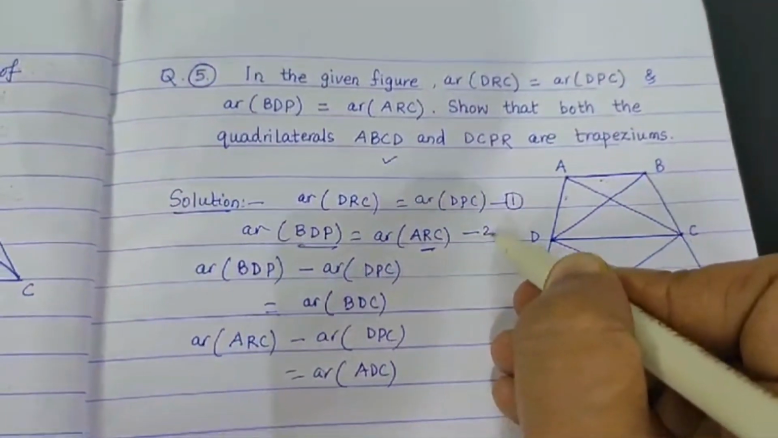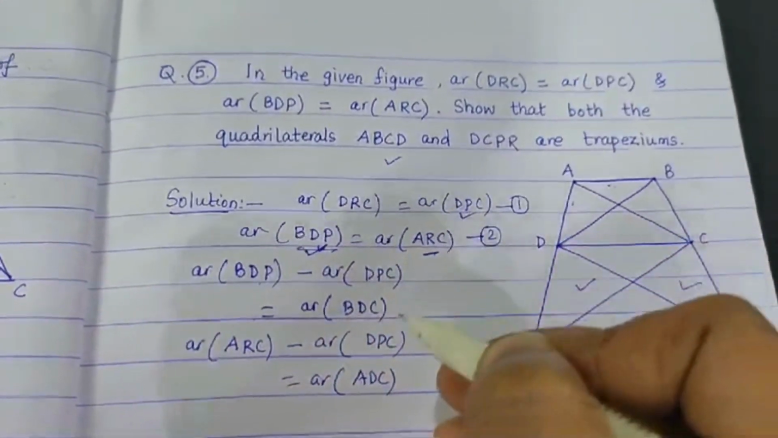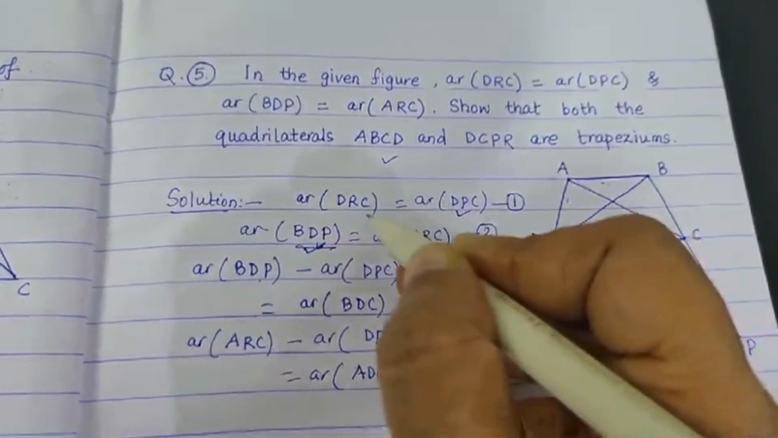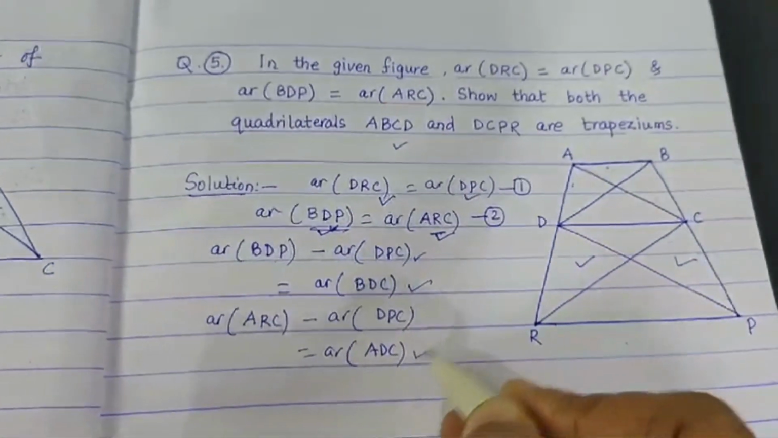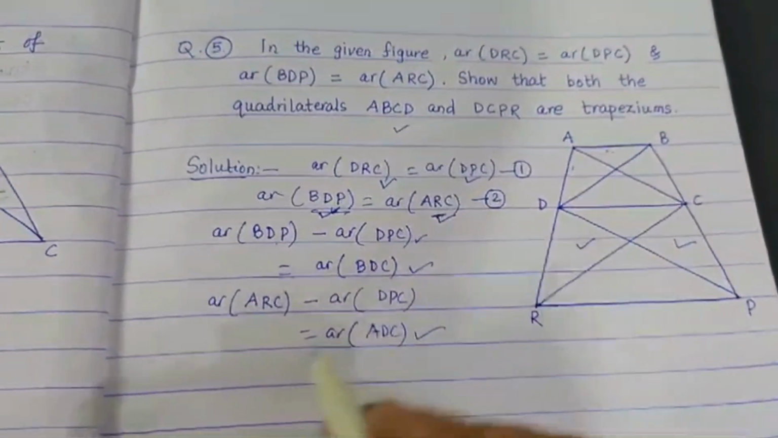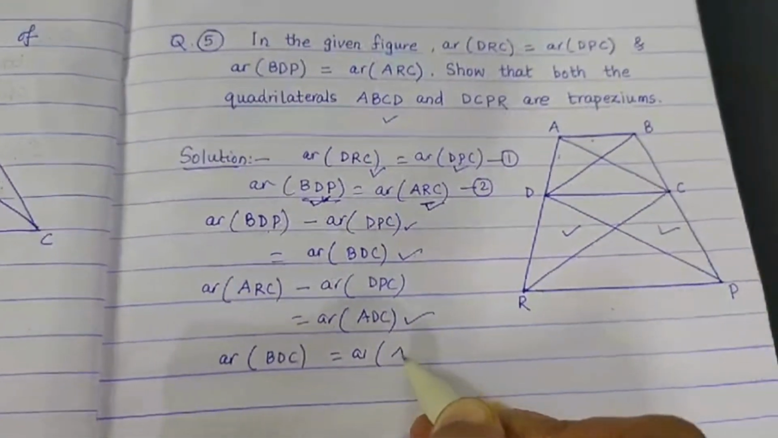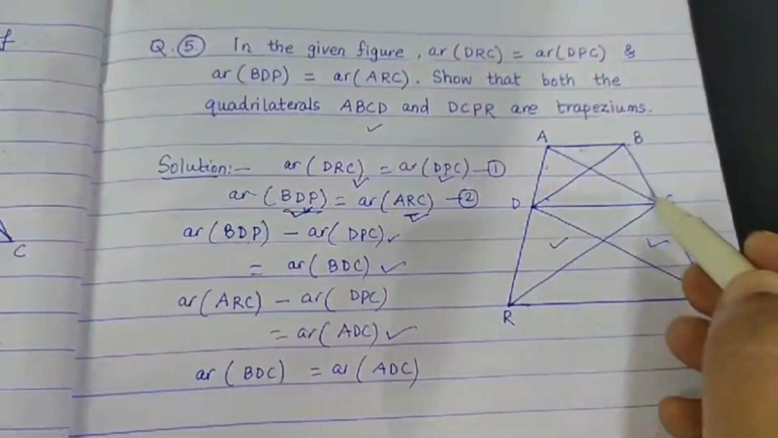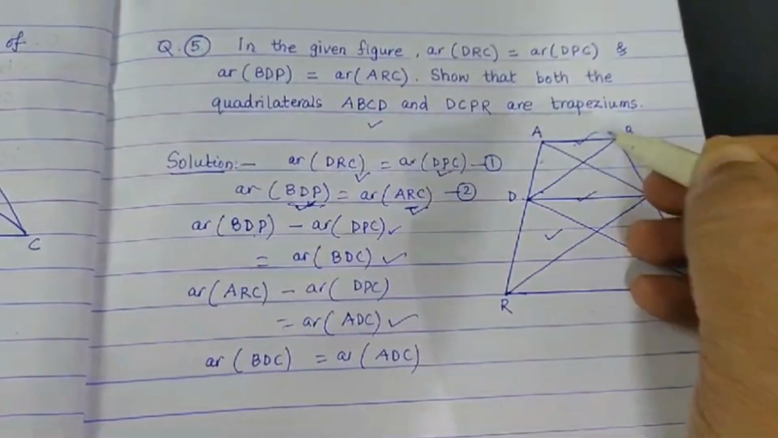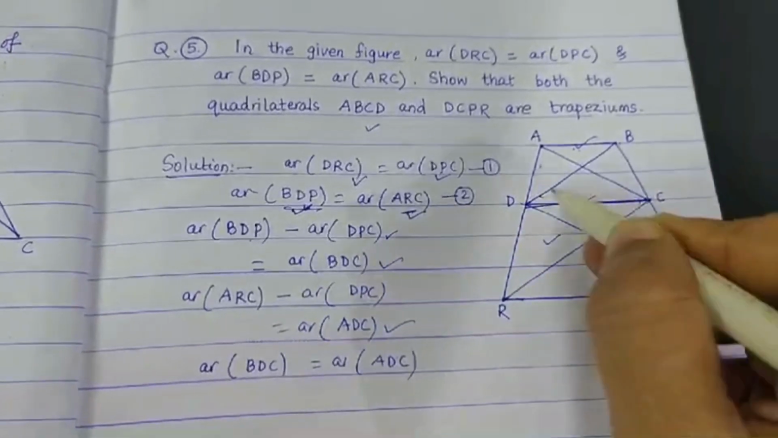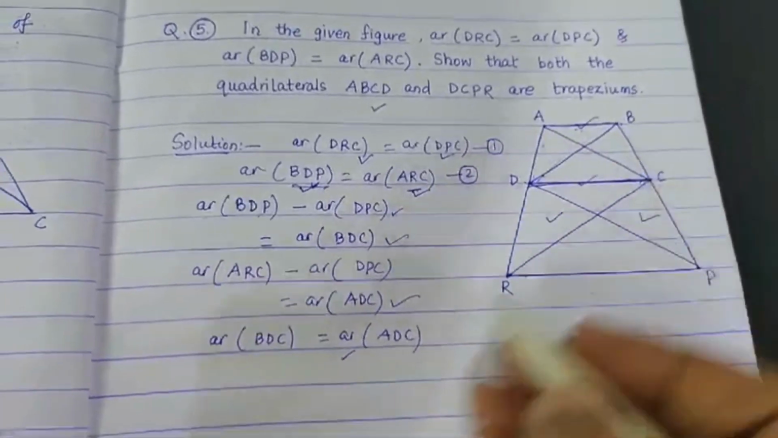This is 1, this is 2, and from area BDP we subtracted area DPC, and from area ARC we subtracted area DRC. Both are equal, so we get area BDC equal to area ADC. That means AB and CD are parallel, because this is the common base and these two triangles are having equal areas. From the converse of that theorem we can say that AB is parallel to CD.